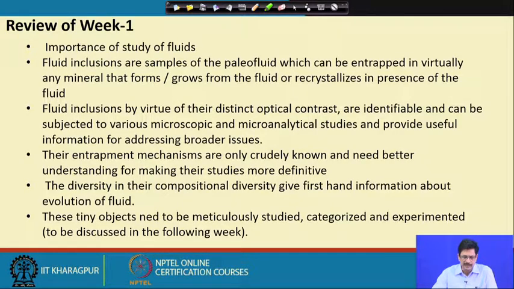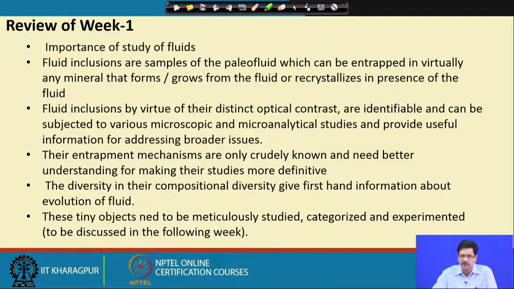So, one can always see these fluid inclusions, identify them, and subject them to various types of microscopic, microthermometric and microanalytical studies, and the information retrieved from them is very useful in addressing broader issues of earth processes. The mechanisms of entrapment of these inclusions are rather crudely known, and we get our ideas refined the more information we get from experiments conducted in different types of crystal growth, and more importantly, over the last 3 decades there has been substantial input from many laboratories in which fluid inclusions are actually trapped through experiments.